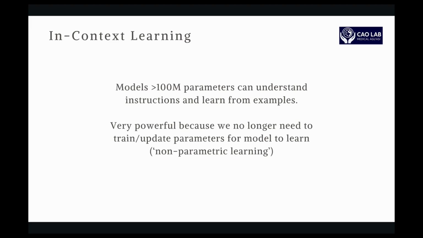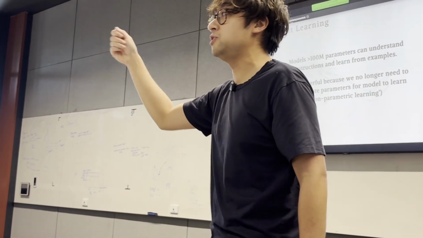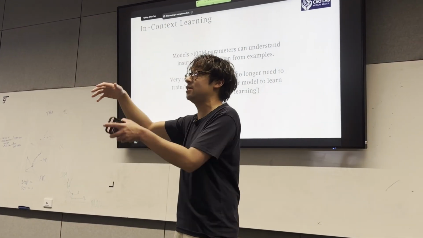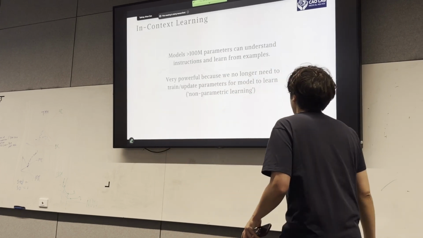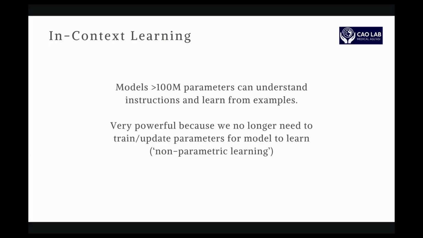Okay, prompt engineering. So prompt engineering occurs from this really cool thing called in-context learning, which is that we found that models with more than 100 million parameters can understand instructions and learn from examples. That is very important because as you can imagine, when we had neural networks, when we trained it to do a specific task, it could not do any other task, right? But now we have these models which can actually learn from the examples we give it and the instructions we provide so that it can do other tasks that we did not initially train it for, okay? Now it's very powerful because we no longer need to update any parameters for the model to learn. So we call this non-parametric learning because we no longer rely on parameters.